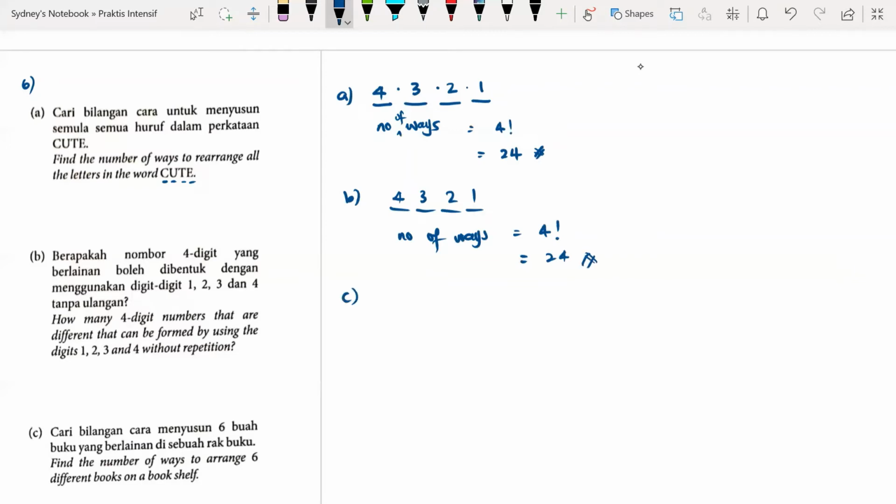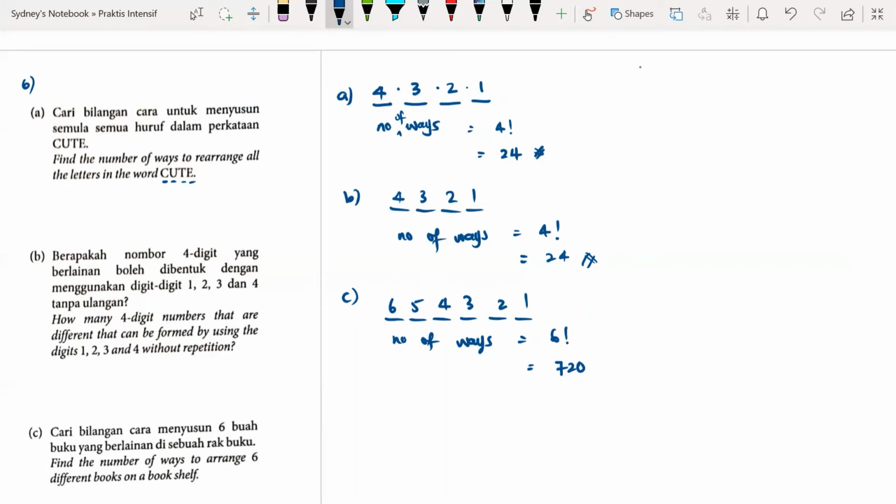Part C. We have to find the number of ways to arrange 6 different books on a bookshelf. Since they are all different, let's just create 6 slots. To arrange all of them, the first empty slot, we have 6 choices, followed by 5 choices, 4, 3, 2, 1. Therefore, the number of ways will be 6 factorial, which is 720.